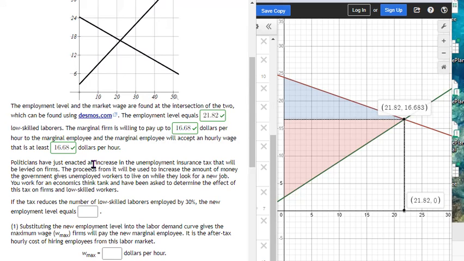Now, suppose politicians have just enacted an increase in the unemployment insurance tax that will be levied on firms. The proceeds from this tax, the revenue generated, are to be used to increase the amount of money the government gives unemployed workers to live on while they look for a new job.